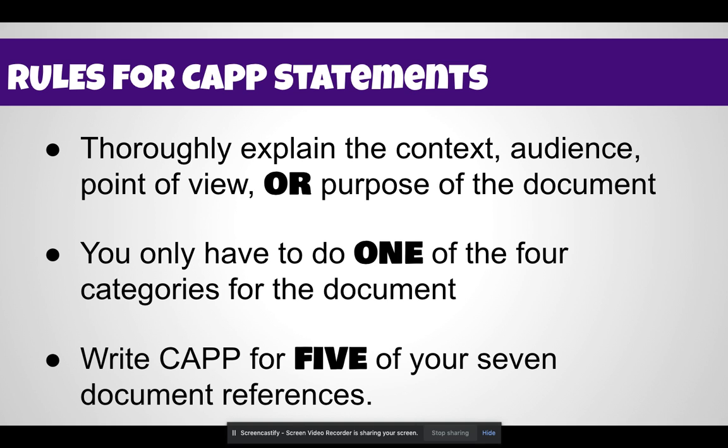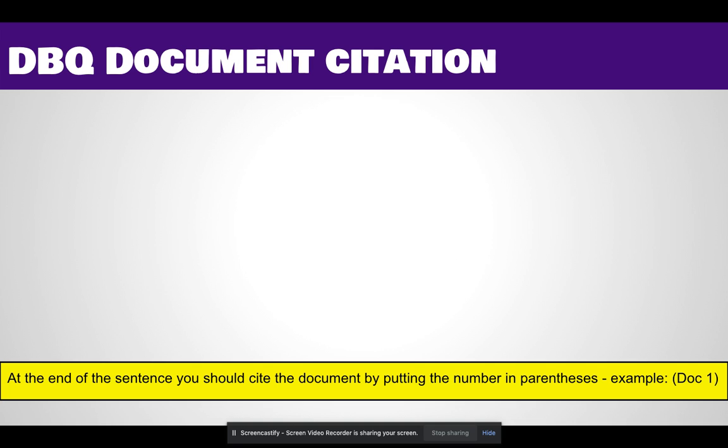Okay, so verb it. When you're doing your CAP statements, make sure you're thoroughly explaining the context, audience, purpose, or point of view of the document. Not and, or. Pick one. You only have to do one of the 4 categories for each document. Write CAP for 5 of the 7 documents you reference. So out of the 7 documents that you reference in your essay, there has to be some sort of CAP statement with 5 of them. And again, it's an or, it's not an and. For 5 of them, you talk about context, audience, purpose, or point of view.